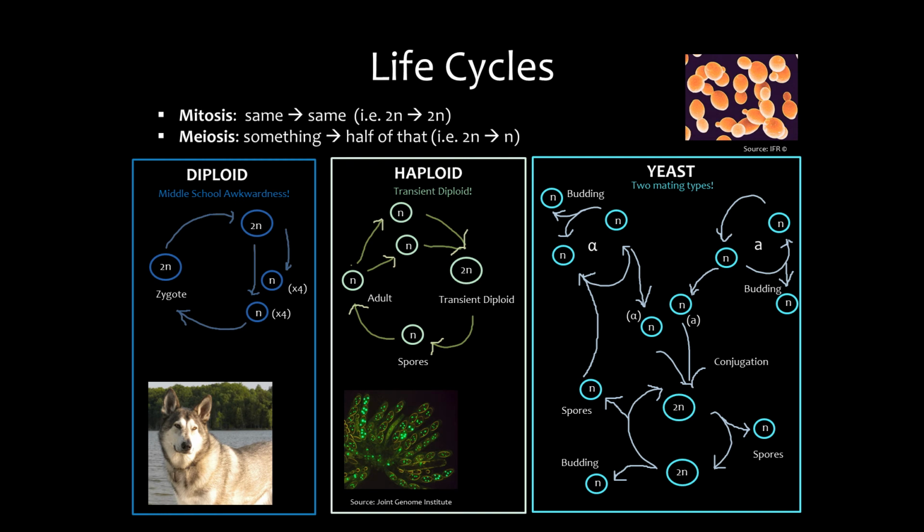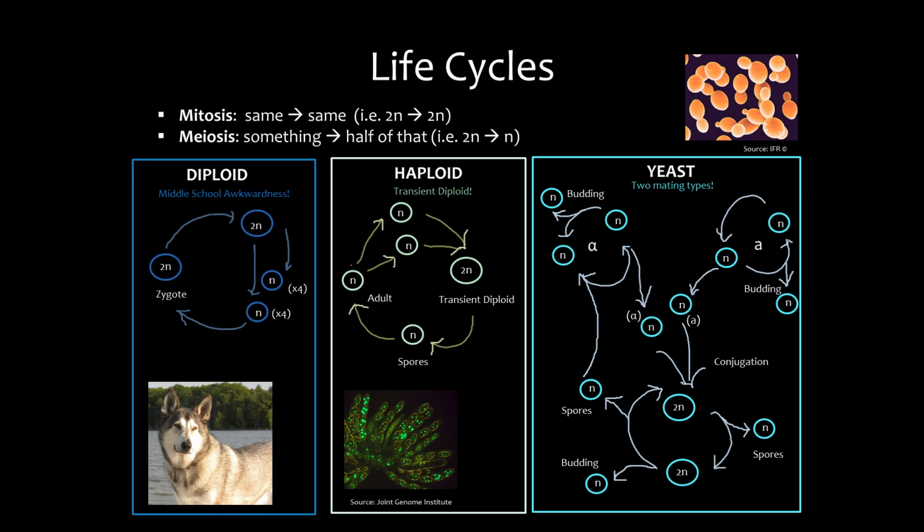You don't need to know that much about it for the class, but you should be aware that there are three main life cycles that you should know. Also, you should know the distinction between mitosis and meiosis, a topic that will be covered in the next video. Mitosis is where you go from the same to the same, so you go from 2n to 2n, 4n to 4n, etc. Meiosis is where you start with something and you end with half of that. So for example, you start with 2n and go to n, or you start with 4n and go to 2n.